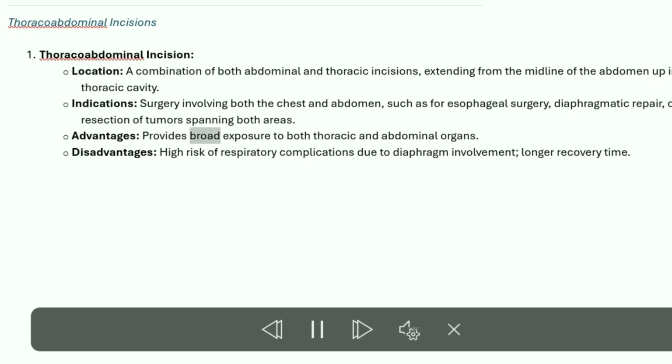Advantages, provides broad exposure to both thoracic and abdominal organs. Disadvantages, high risk of respiratory complications due to diaphragm involvement, longer recovery time.